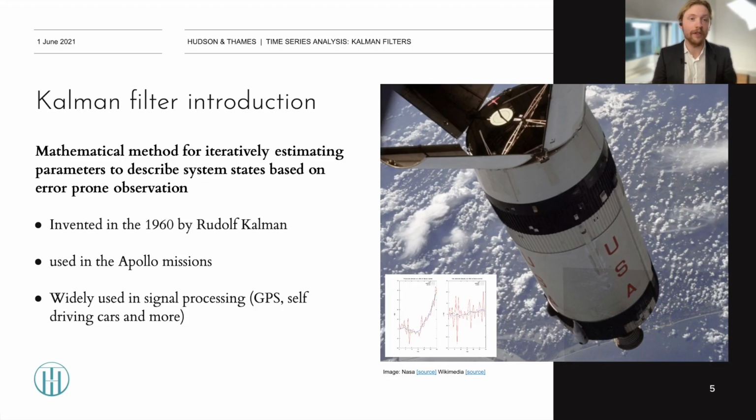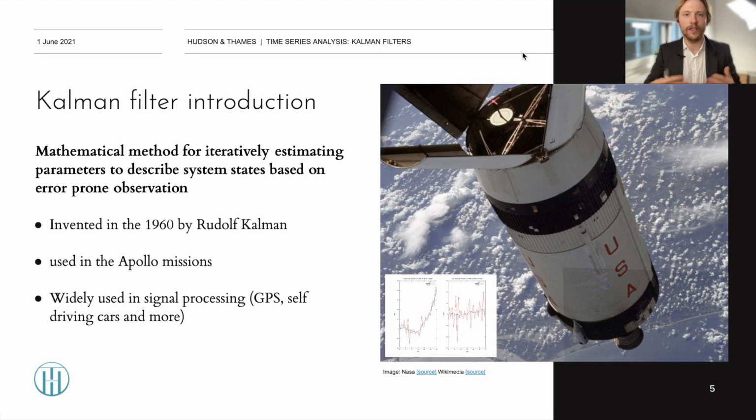The Kalman filter is a mathematical method for iteratively estimating parameters to describe system states based on error-prone observations. So what does this mean? Imagine you have a rocket and you want to measure the rocket position. The rocket has a sensor, but the sensor is not always accurate. So you try to estimate the correct position and filter out the noise of the sensor.